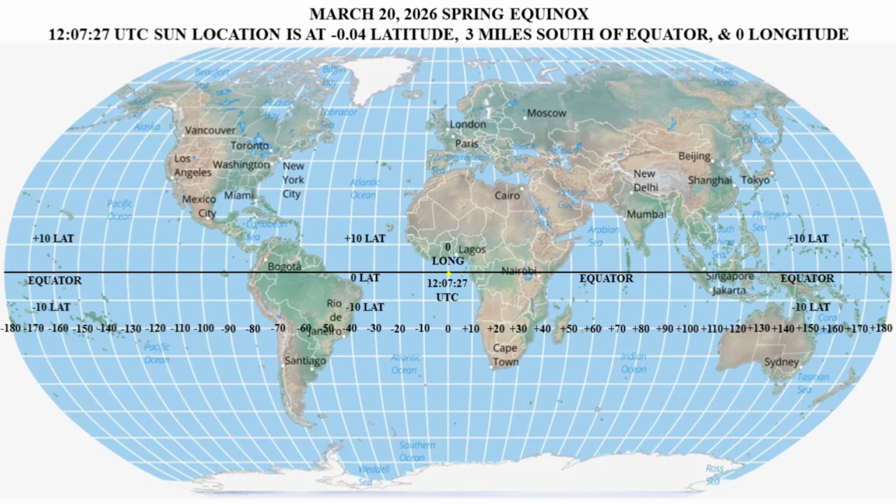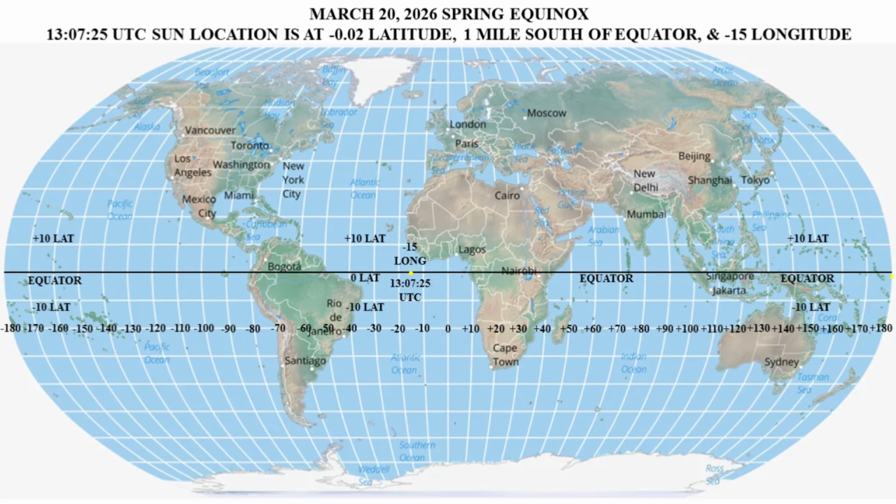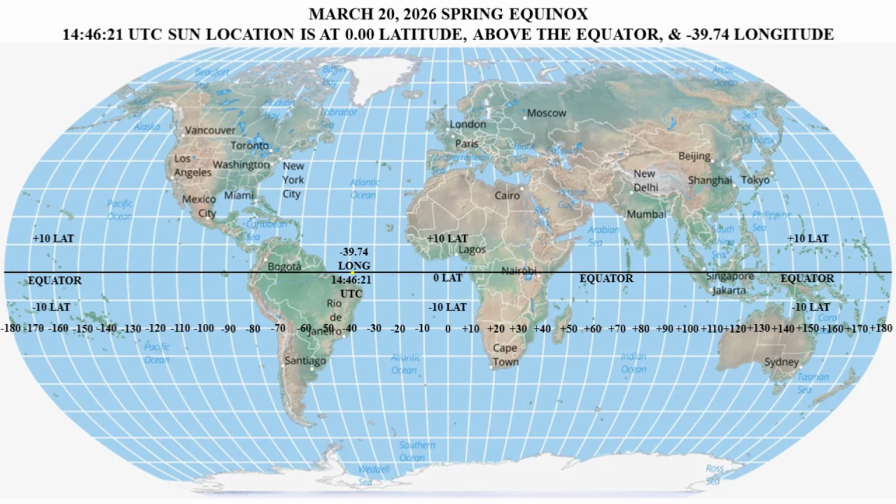12:07:27 UTC, sun location is at minus 0.04 latitude, 3 miles south of the equator, and at 0 longitude degrees. 13:07:25 UTC, sun location is at minus 0.02 latitude, 1 mile south of the equator, and at minus 15 longitude degrees. 14:07:25 UTC, sun location is at minus 0.01 latitude, 1 mile south of the equator, and at minus 30 longitude degrees. 14:46:21 UTC, sun location is at 0.00 latitude, above the equator, and at minus 39.74 longitude degrees.